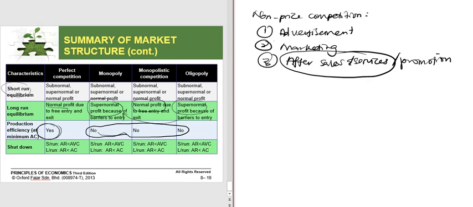The shutdown point is basically the same, where their average revenue, which is the same as their price, must be equal to the minimum AVC. Alright, so that is basically it for topic 7 and topic 8 on market structure.